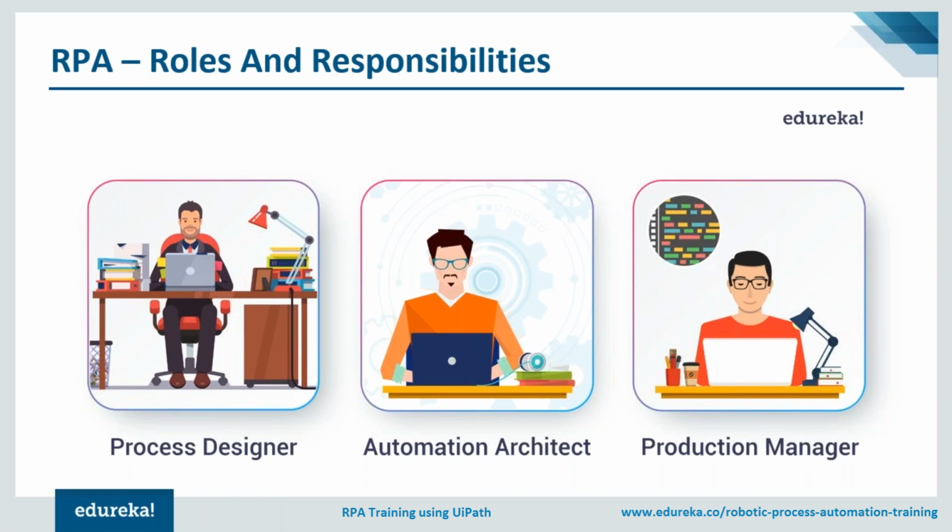Finally, after an RPA project is built by the automation architect, it goes into the production and the testing phase. So here comes the responsibility of the production manager. The production manager would be responsible for monitoring if the processes are triggered or not, and if the exceptions are handled. He or she should report the bugs and also review the process analytics, right? These are the main three roles in a typical RPA project.